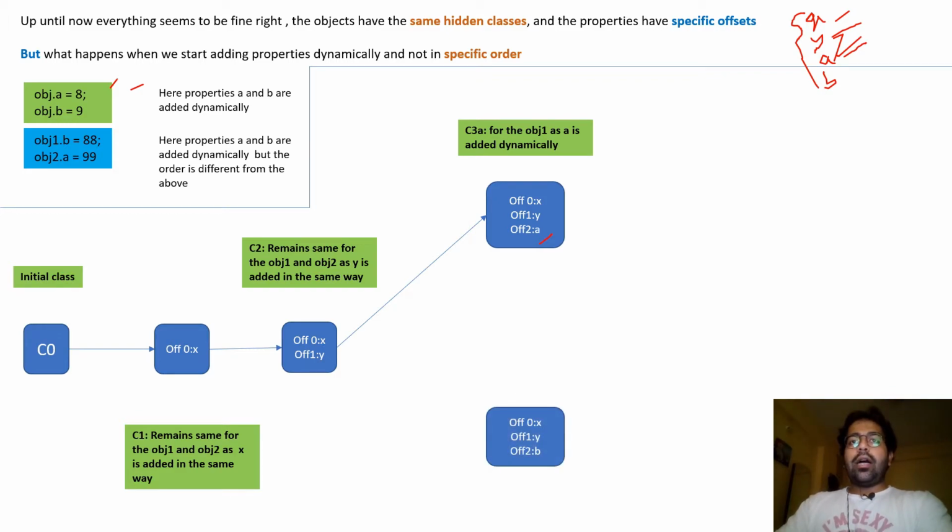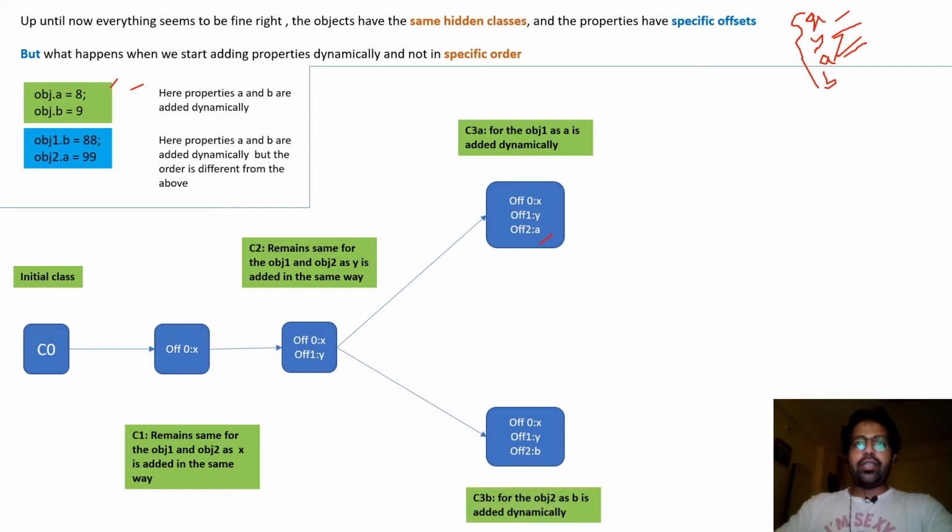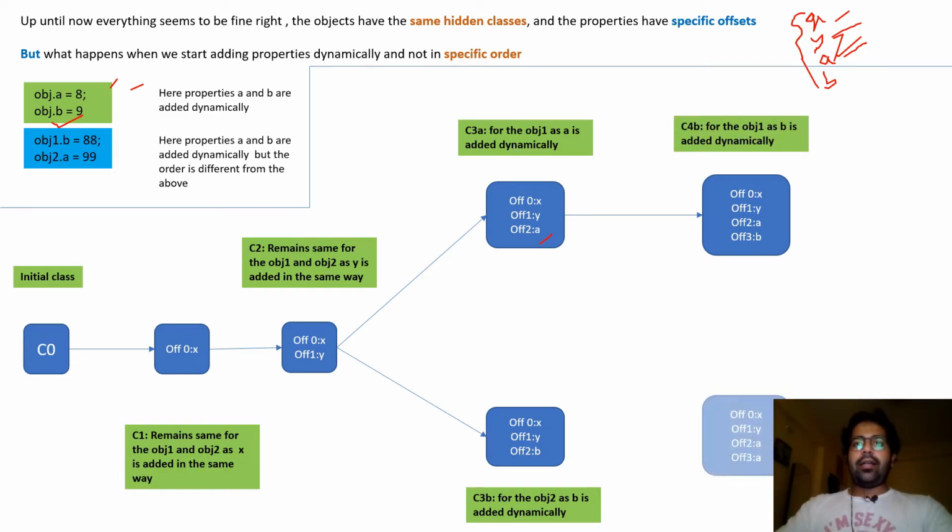Okay, now for another object, like obj1, another property is being added, which is b, right? So another class has to be made, which is basically C3b, and in this object there will be a new class. Now another class is being added, right? Because we have added b in obj, correct? Now this will be the final class of this particular object, and this will be the final class for this particular object, right, with different offsets.